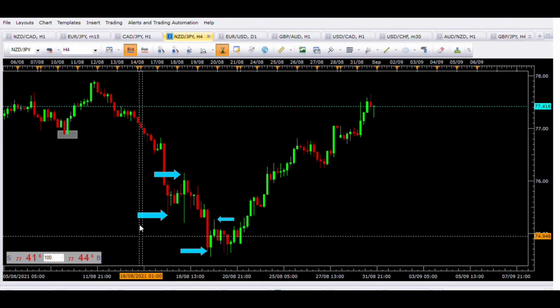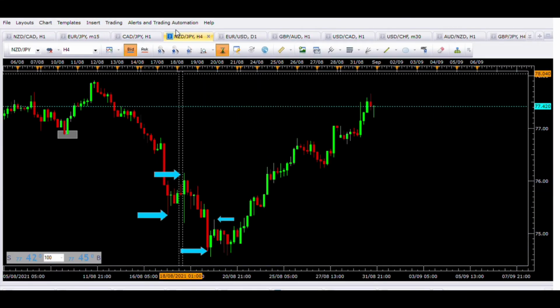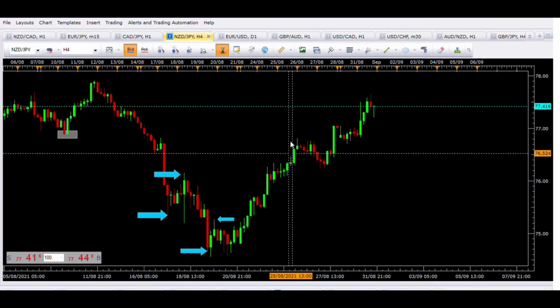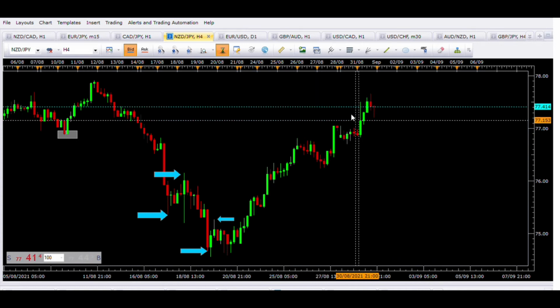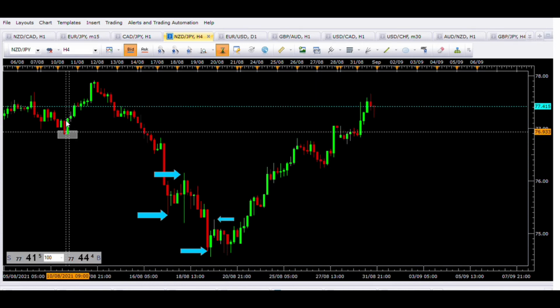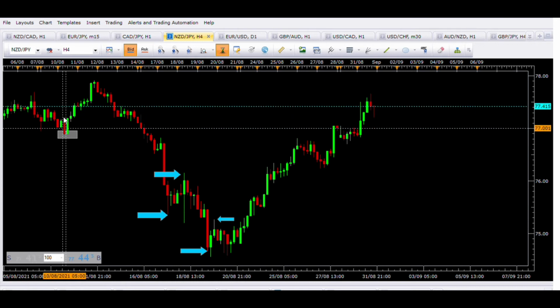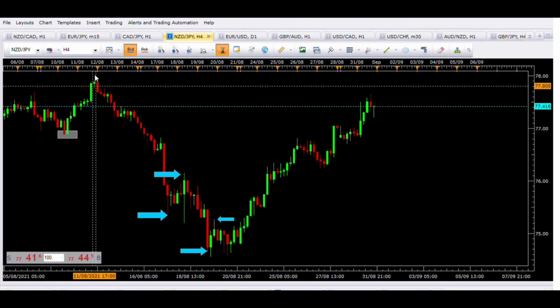So let's look at another example. This is the New Zealand US dollar and the Japanese yen, a different time zone. This is the H4, so each candle is 4 hours. All right, so this area here that I've highlighted, you can see this was once in an uptrend.